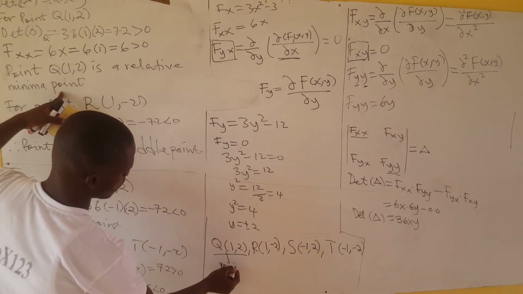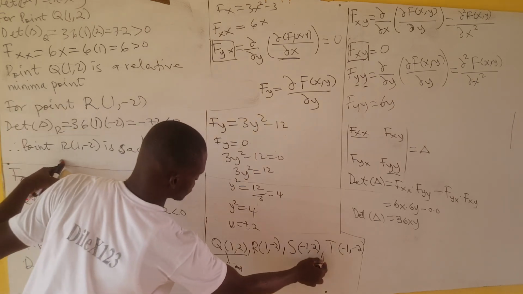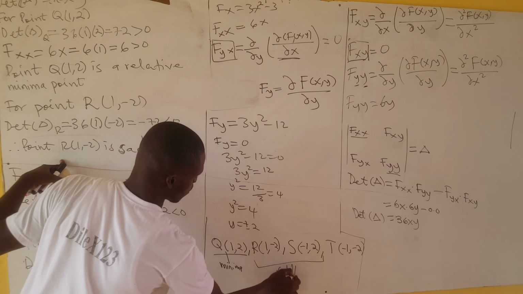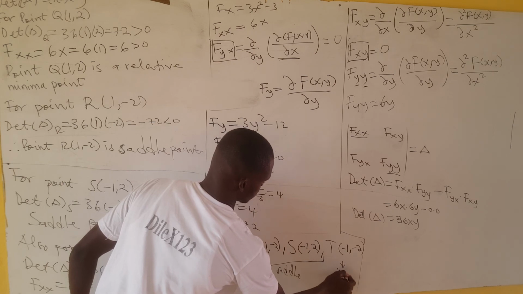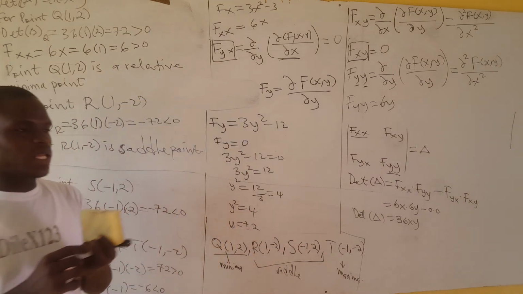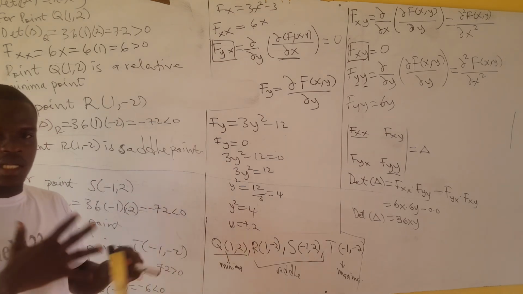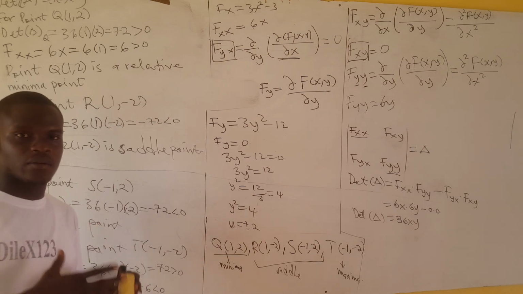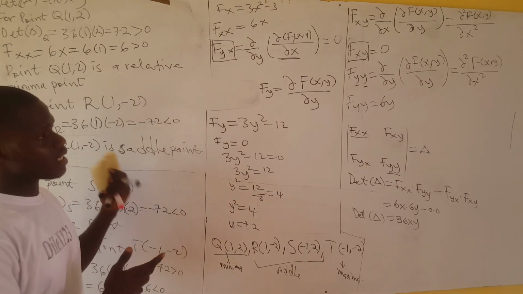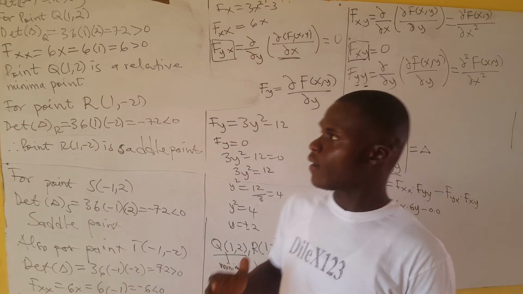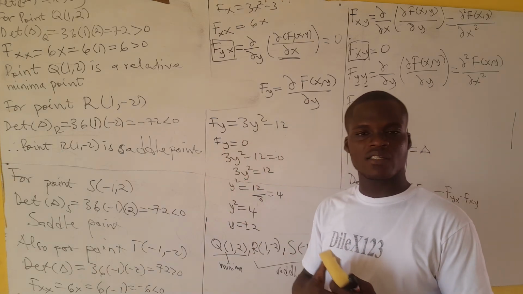R and then S are both saddle points. And then T is a maximum point. Good. So when the determinant and the fxx are both greater than 0, it's a minimum point. If the determinant is greater than 0 and then the fxx is less than 0, then it's a maximum point. If the determinant is less than 0, then it's a saddle point. So that's how we solve questions on the relative maximum and minimum points using this process.